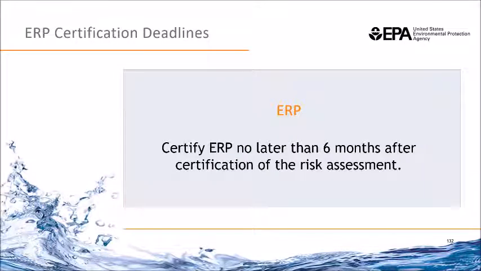Your ERP certifications are due no later than 6 months after certification of the risk assessment. So whatever date you certify the risk assessment, you should certify your ERP 6 months thereafter. For example, if you certify completion of a risk assessment on July 30th, 2021, then the certification of your response plan is due no later than January 31st, 2021.